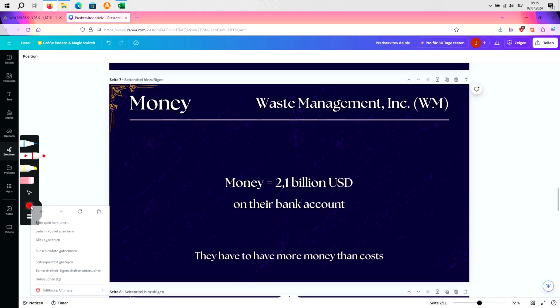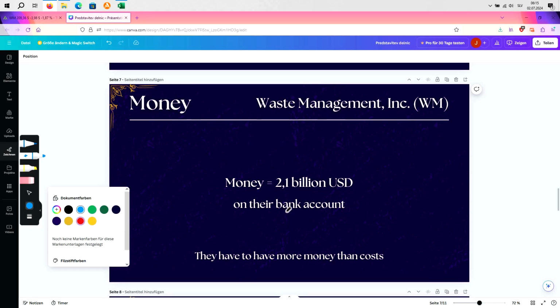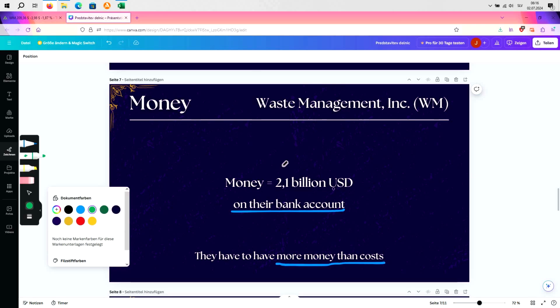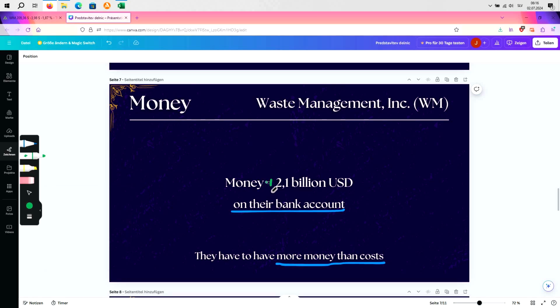Now we come to the money, and with the money, I mean money on their bank account. How much they literally have on their bank account that they can withdraw at any given time, okay? And preferably they should also have more money than costs. Now, do they have more money than costs? Bro, use your brain. Look, here they have plus $2.1 billion on their bank account, so that they can literally right now withdraw $2 billion. That means, bro, that obviously they have more money than the costs. Otherwise, their bank account would be in minus. It's that simple. Now, that's also good to go.